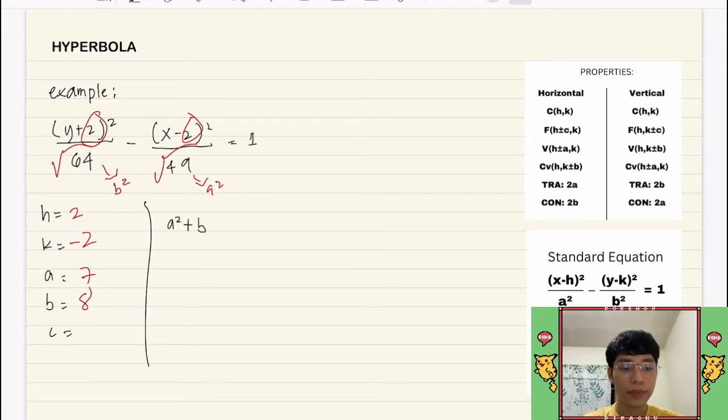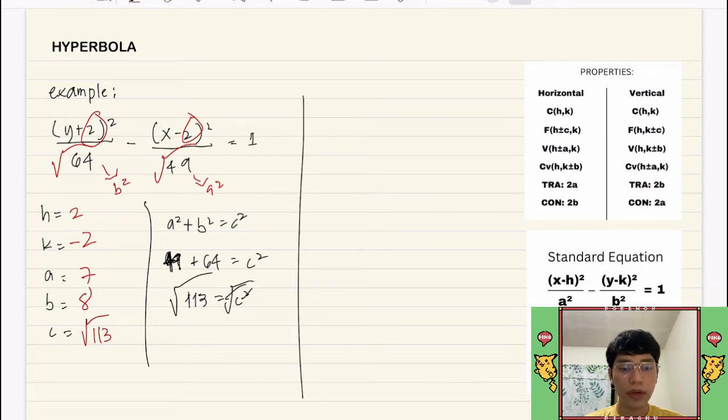a squared plus b squared equals c squared. So substitute: 49 plus 64 equals c squared. So 113 is equal to c squared. So c is equal to square root of 113. So now that you identified its parts, let's now proceed to its properties.